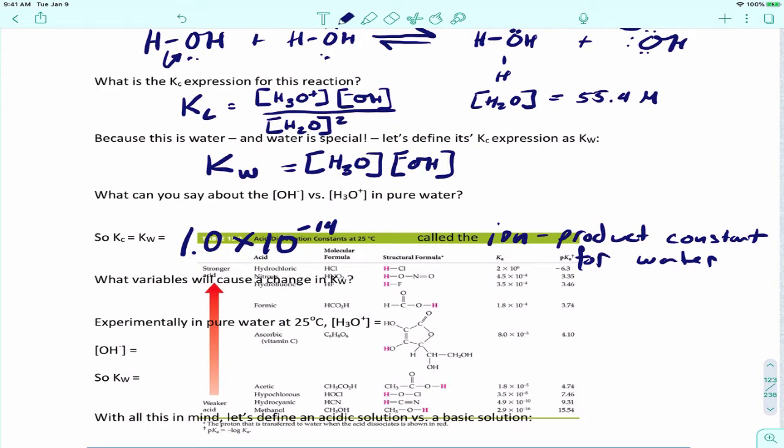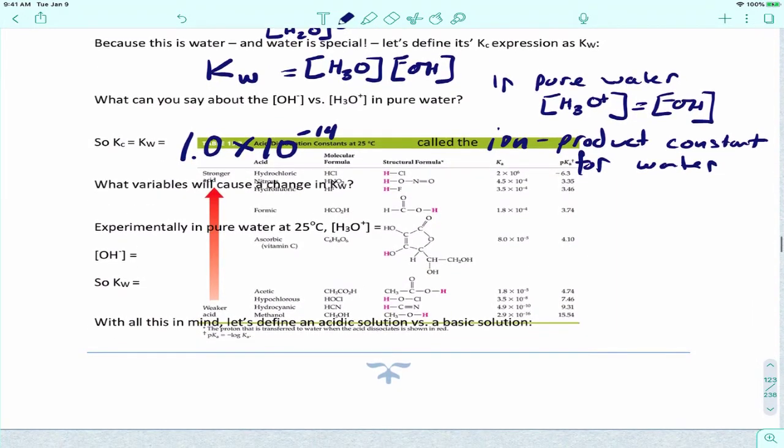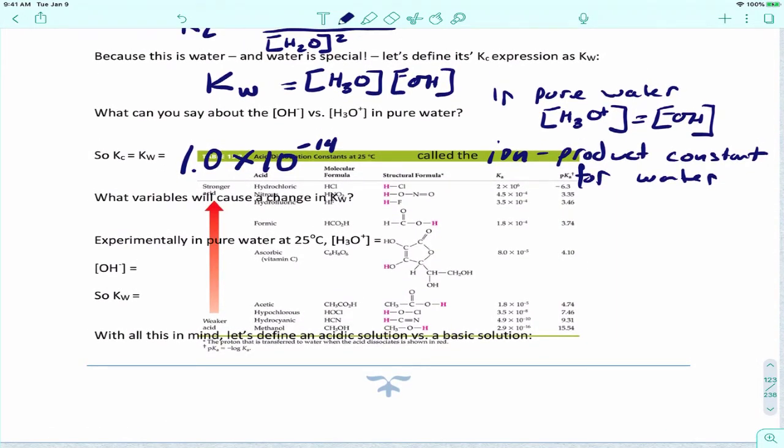Okay, now what can we say about the concentration of hydroxide ion versus the concentration of H3O plus in pure water? Well, in pure water, the pH should be 7. So the concentration of acid should be equal to the concentration of base. Now, what variable is going to cause a change in this new equilibrium constant Kw? Just like we talked about in the last chapter, temperature.